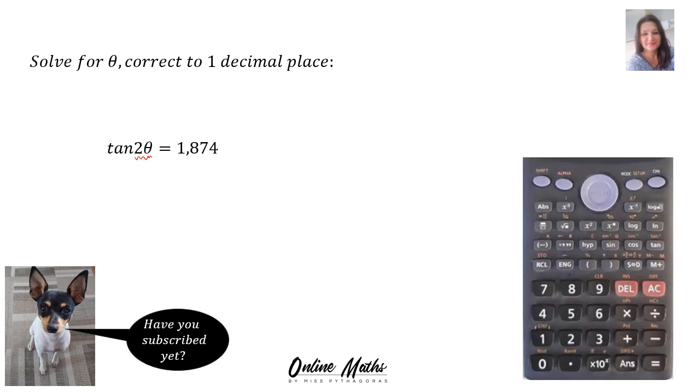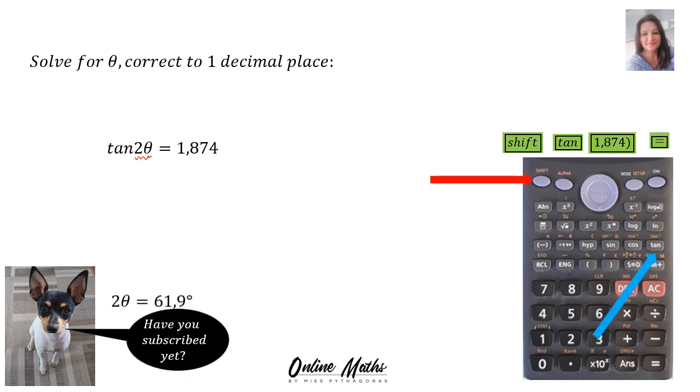So with your calculator, we're calculating an angle, so it is shift tan 1,874 close bracket equals. And then on the left hand side, there's 2 theta equals 61,9 degrees. And then I want theta, therefore divide by 2, divide by 2. And when you divide, the answer theta is 31 degrees.